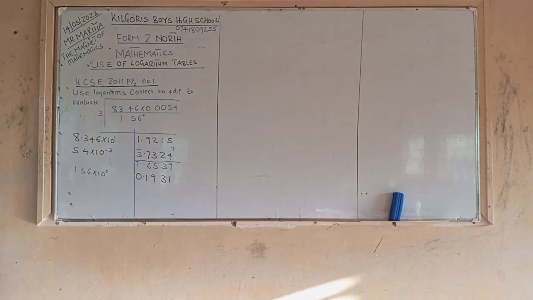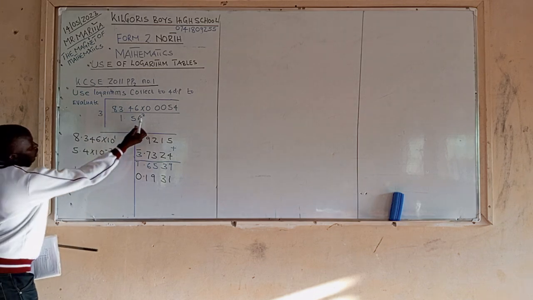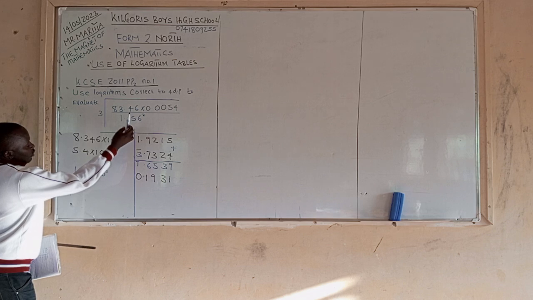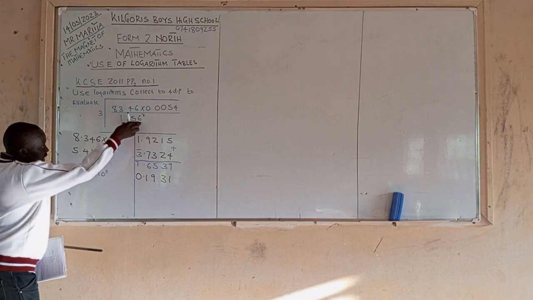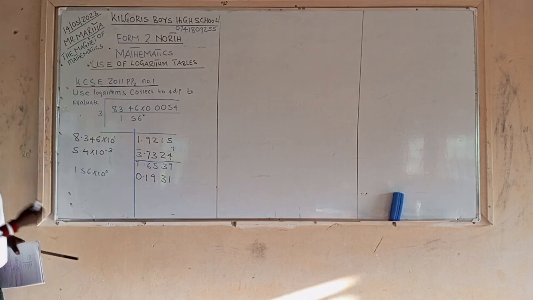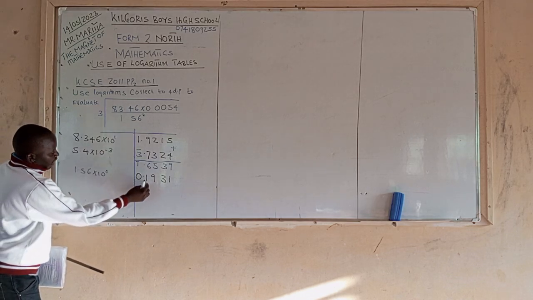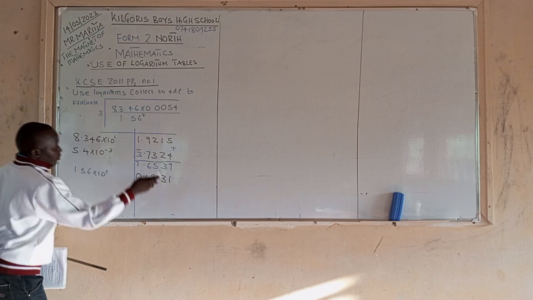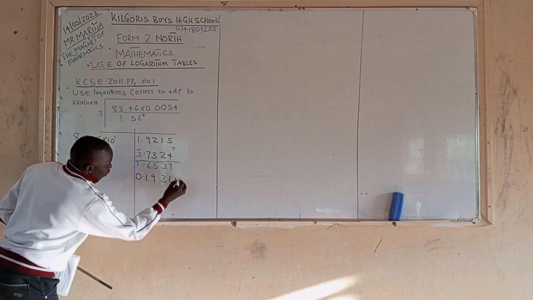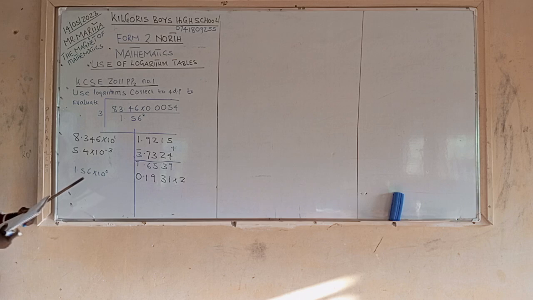There is another principle you need to understand: when a number is raised to a given power, you are supposed to take the logarithm of that number times the power. So in this case, the logarithm of the number, which is 0.1931, times now the power, we multiply this one by 2.